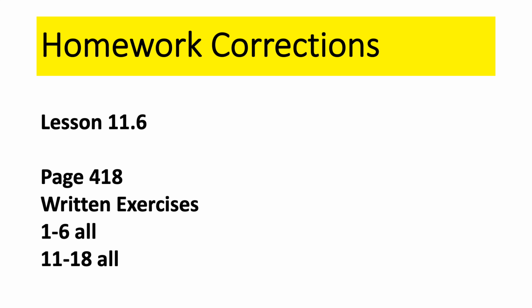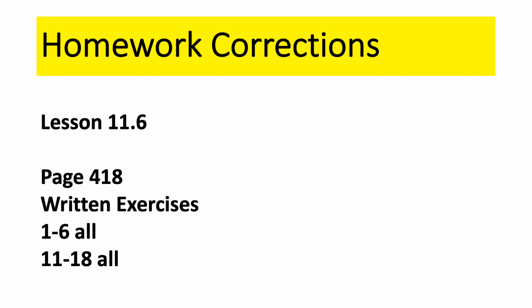Okay, Monday, go ahead and get out your homework. So we had the section on probability and overlapping events. All right, so 1 through 6 all. Number 1 is 0.7. Number 2 is 7 over 8. Number 3 is 7 over 12. Number 4 is 0.9. Number 5 is 0.5. Number 6 is 0.2.